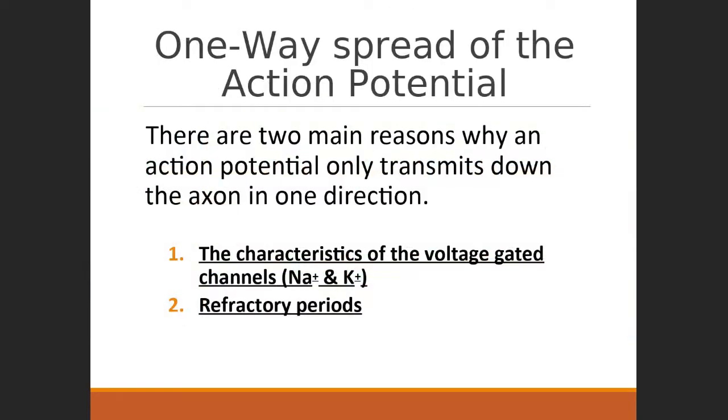We accomplish that, or it's accomplished, because of two different things. The first is simply the characteristics of the channels we've been talking about. Remember, the sodium voltage-gated channel had certain characteristics. It opens up at minus 55 millivolts. It closes at plus 30 millivolts. And when it closes, an inactivation protein seals off that channel. And then there's a period in time where it cannot be opened again.